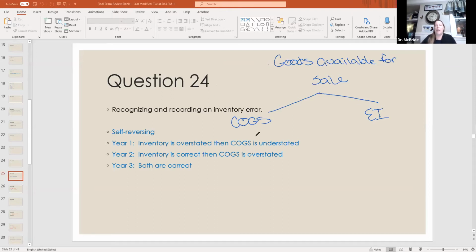Let's say the first year you miscount, and so you understate ending inventory. If you understate ending inventory, then you have to overstate cost of goods sold. And then the next year, when you count it correctly, you'll have the correct amount of ending inventory, but your cost of goods sold is going to be lower than it normally would be, because your beginning inventory is high to make up for the previous error. So even if you didn't go back and correct any inventory error, which if it's material, you still should, it's still going to reverse itself because of that closed system. Does that make sense? Yeah.